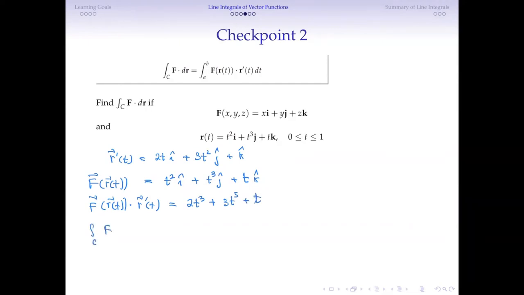So the integral over the curve C of f dot dr is the integral from 0 to 1. Remember, that's the given range of parameters. The integrand is 2t cubed plus 3t to the 5th plus t. Then evaluating the integral, it becomes pretty much a problem of adding fractions.